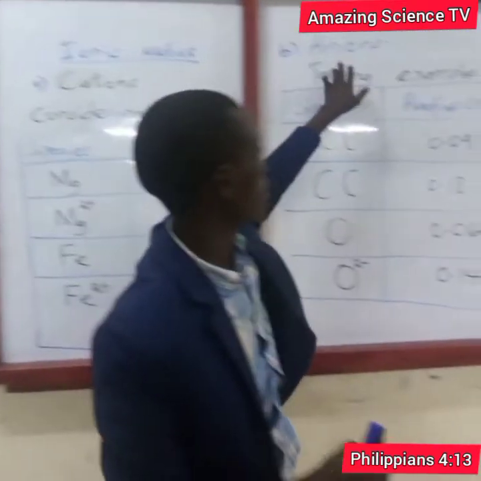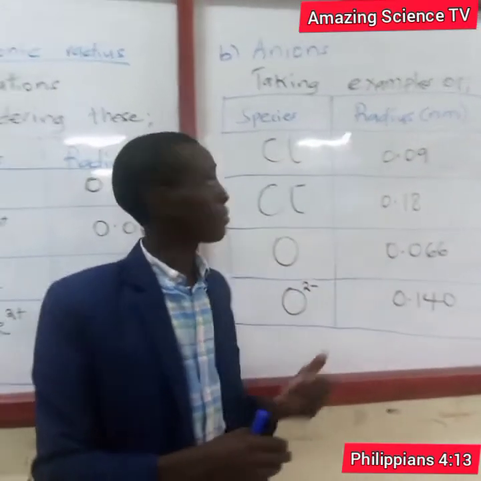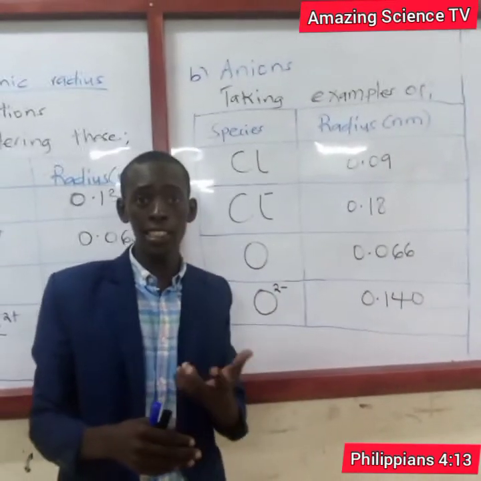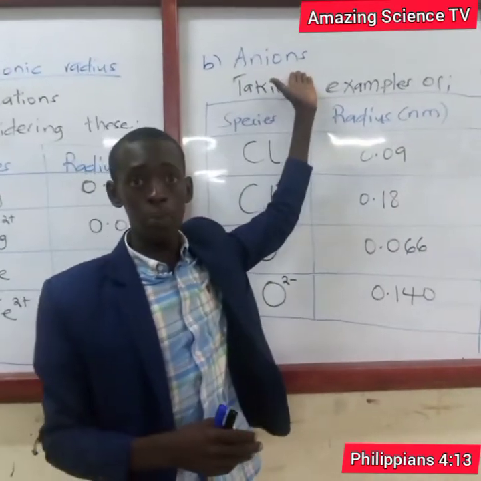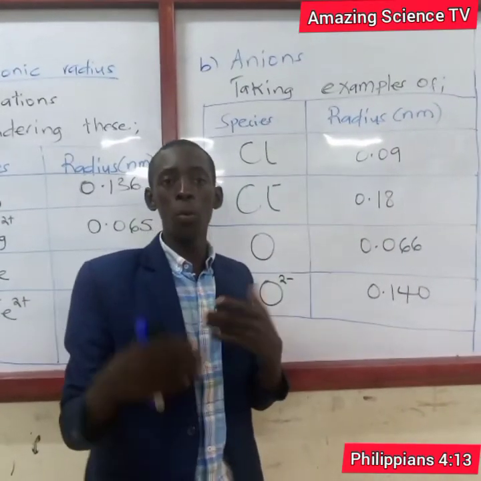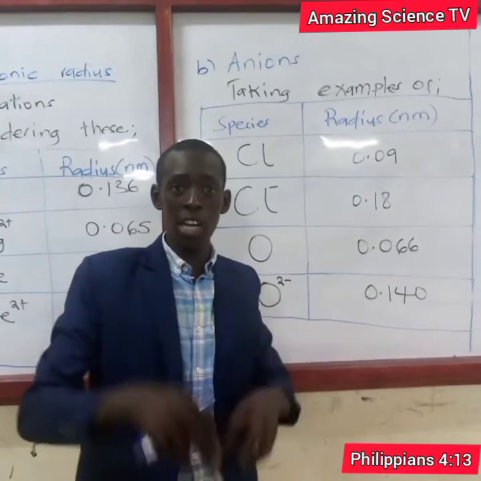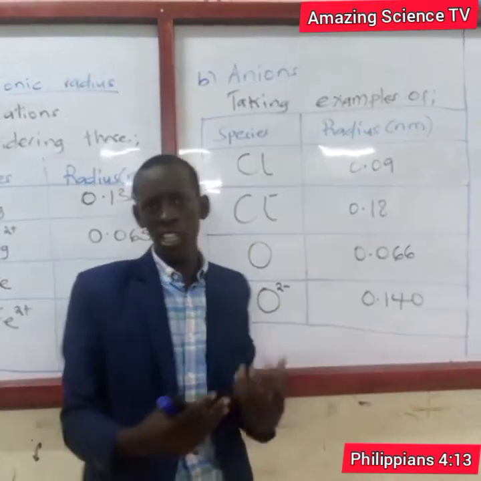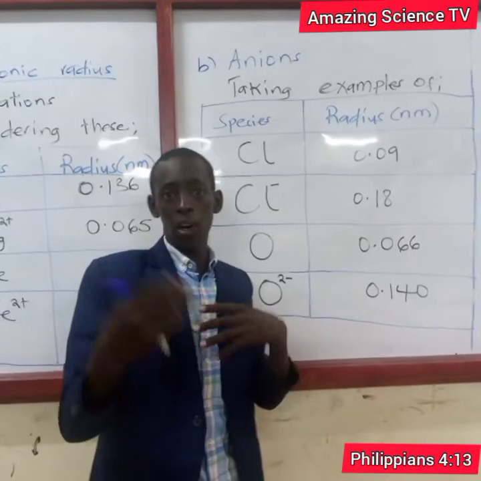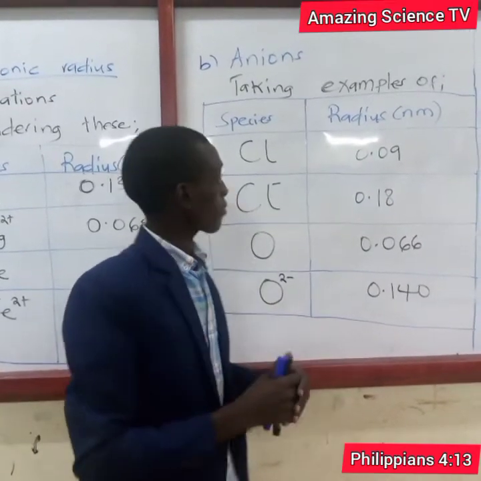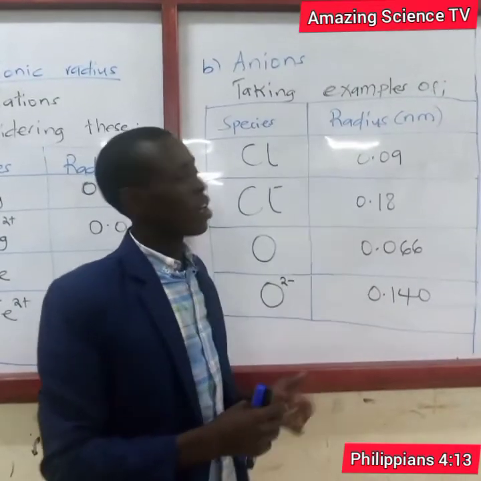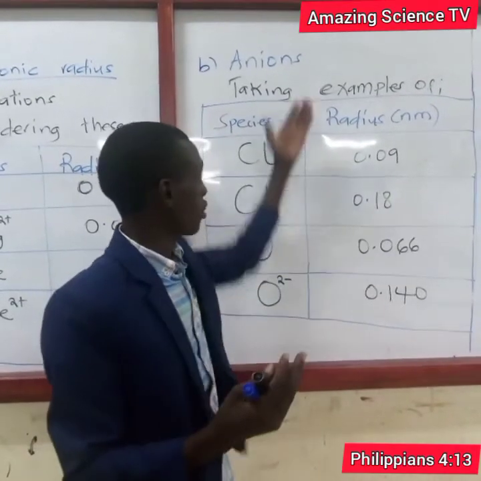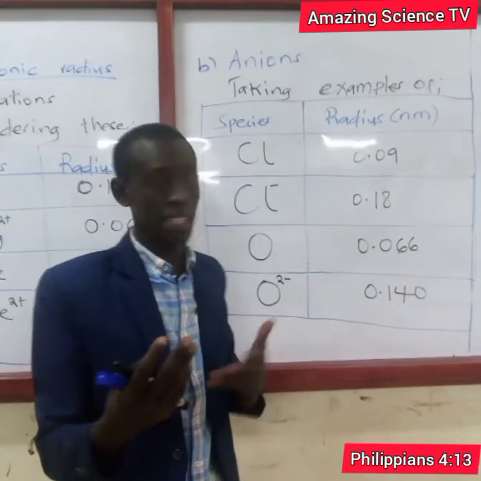Then also we talk about the anions. Anions are negatively charged ions. How are they formed? Anions are formed by gaining of one or more electrons to the neutral atom. So we have a neutral atom and you add there an electron or two or more. And that's how these anions are formed. So what is the variation of ionic radius in the anions?